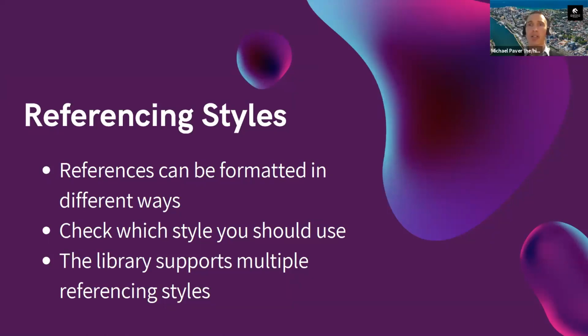Now, the most common style at the University of Newcastle is probably APA, currently APA 7th edition. And then there's a couple of other ones like Vancouver and Harvard, and we're going to have a bit of a look at those today as well. The library supports a range of those styles. We have guides and online support for those different styles, and that is what we're going to look at now.